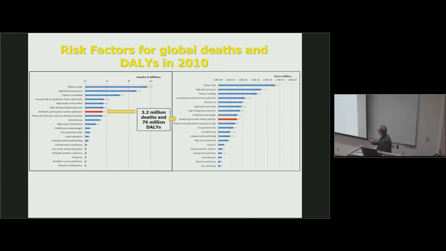And the global burden was suggesting in 2010 that 3.2 million excess deaths and 76 million disability adjusted life years were due to air pollution. And air pollution is ranked 1, 2, 3, 4, 5, 6 out of all the different risk factors. So dietary risks, high blood pressure, smoking, household pollution, body mass index, and so on were ranked higher.